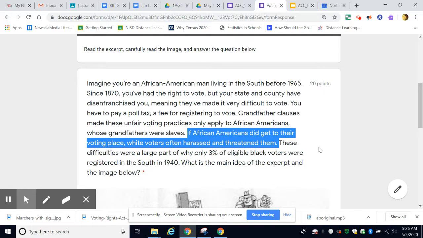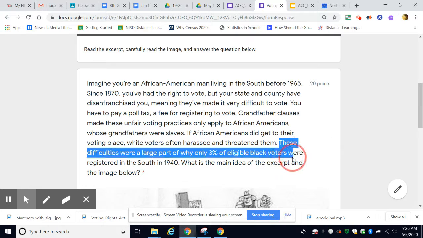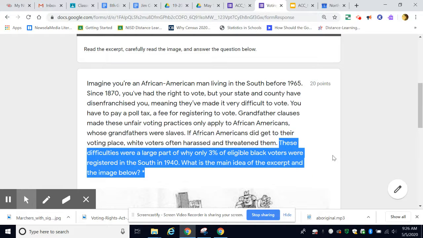If African Americans did get to their voting place, white voters often harassed and threatened them. These difficulties were a large part of why only 3% of eligible Black voters were registered in the South in 1940. What is the main idea of the excerpt and the image below?